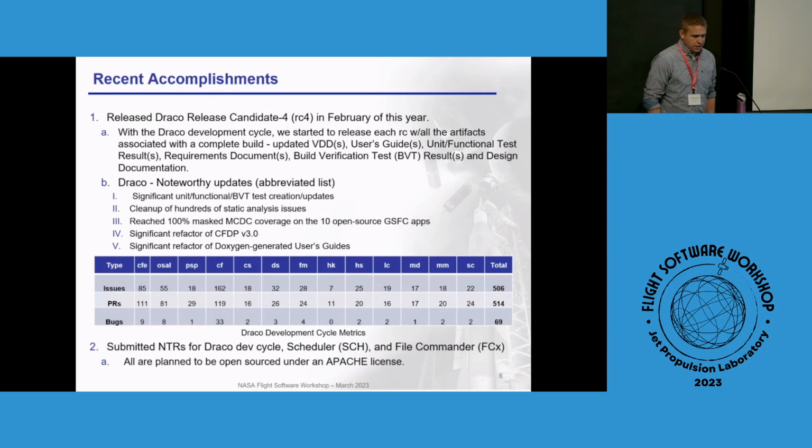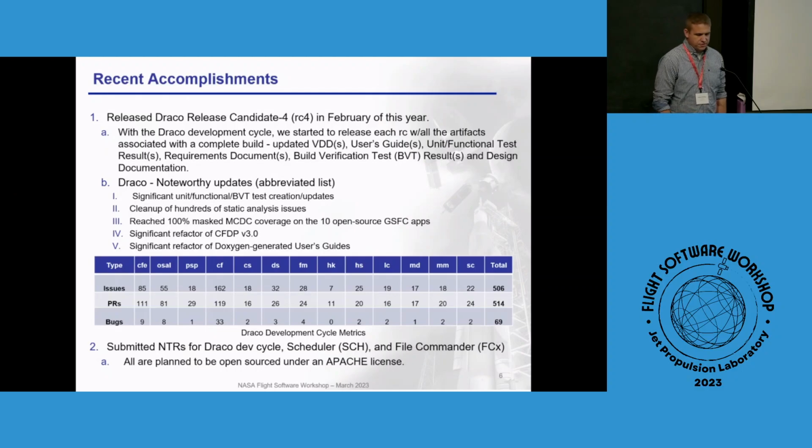So going through our recent accomplishments, we released Draco RC4 in February of this year. With the Draco development cycle, we started to release each release candidate with all of the artifacts associated with the complete build, including updated VDDs, user's guides, unit and functional test results, requirement documentation, build verification test results, and design documentation. Some of the noteworthy accomplishments include significant unit functional and build verification test updates.